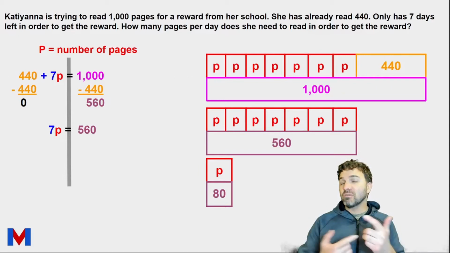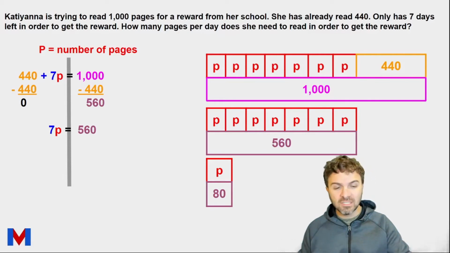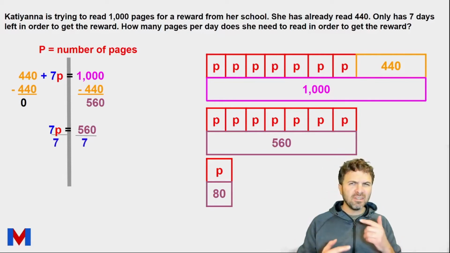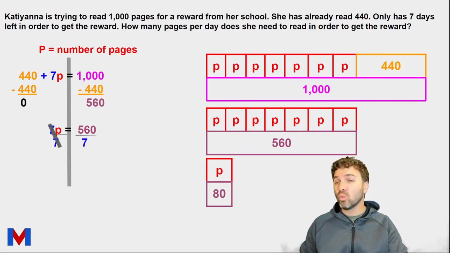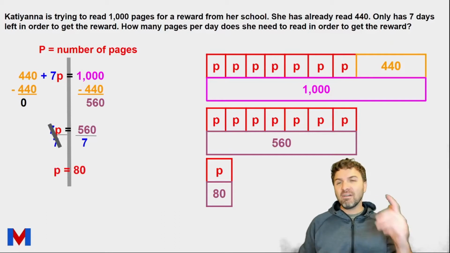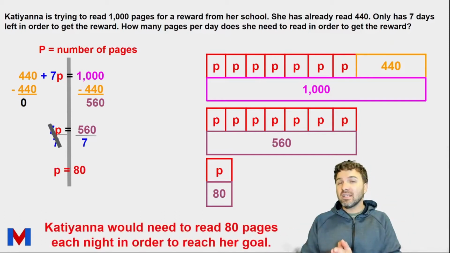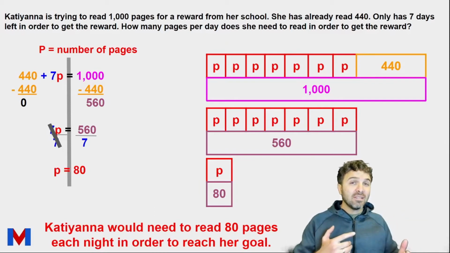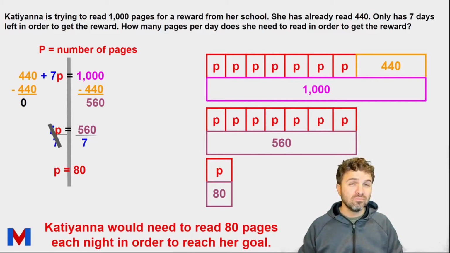The opposite or inverse operation of times 7 is divide by 7. So I'm going to divide both sides by 7, because again, they're equal, so do the same thing to both sides. And then 7 divided by 7 is 1. 1 times p is p. And 560 divided by 7 is 80. So Katiana would need to read 80 pages per night in order to reach her reward or her goal, however you want to say that.